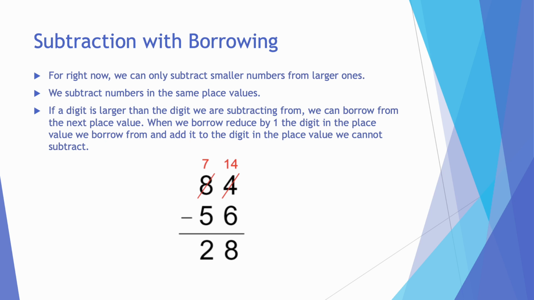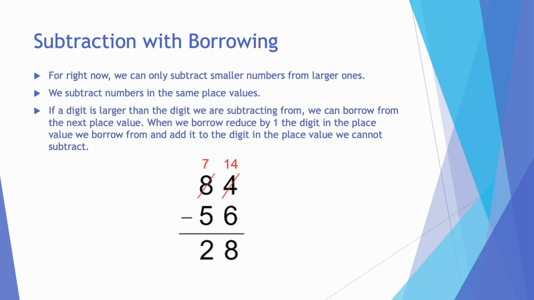At this time, you should know how to subtract, and sometimes we have to subtract with borrowing. For right now, we can only subtract smaller numbers from a larger number. So we subtract numbers in the same place value. If a number is larger than the one we are subtracting from, we can borrow from the next place value. When we borrow, reduce by 1 the number in the place value we borrow from, and add it to the number in the place value we cannot subtract.